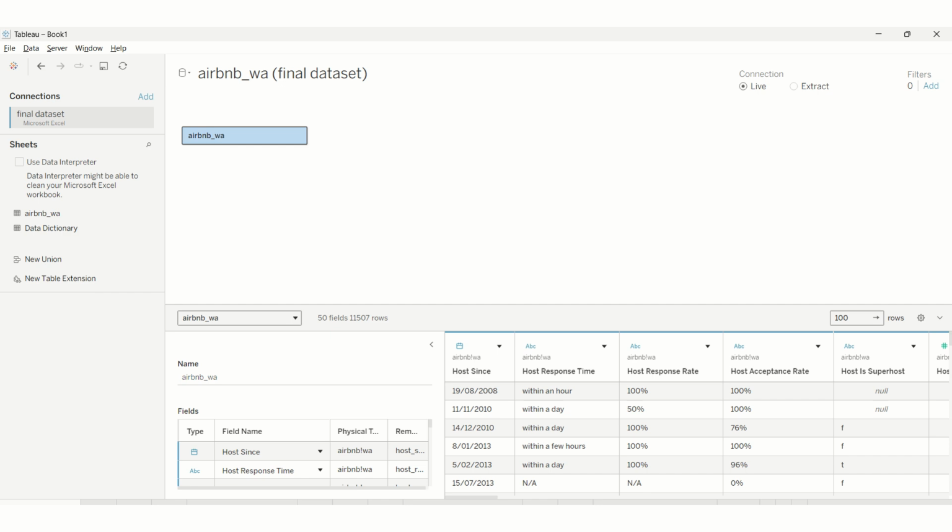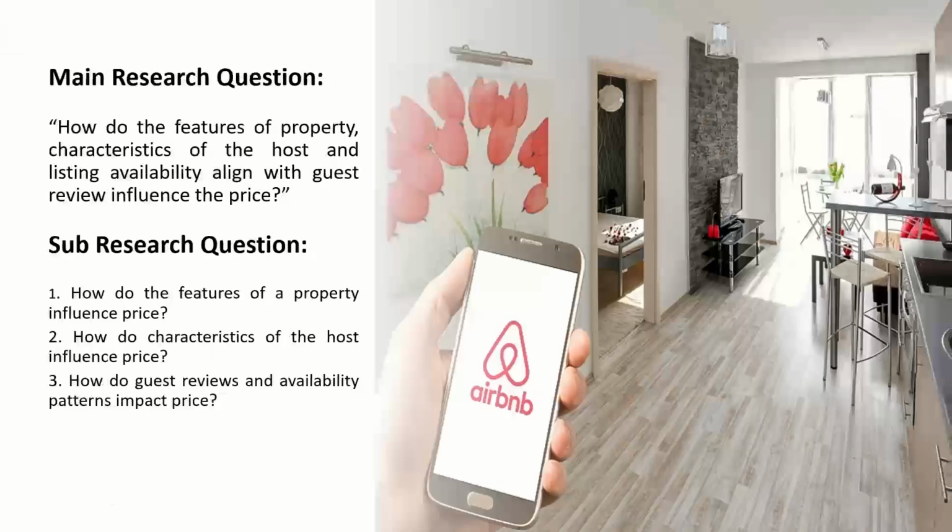policymakers and tourists. My main research question: how do the features of the property, characteristics of the host, and listing availability along with the guest reviews influence the price? To answer this question, I divided it into three sub-research questions. First is how do the features of the property influence the price? Second one is how do the characteristics of the host influence the price? And third one is how do the guest reviews and availability patterns impact the price?